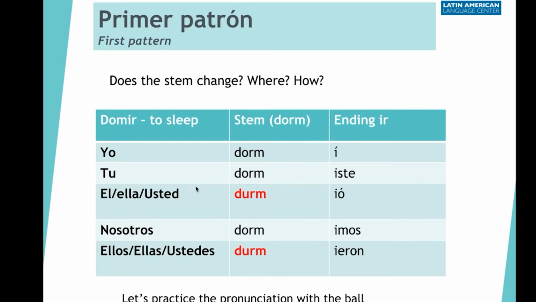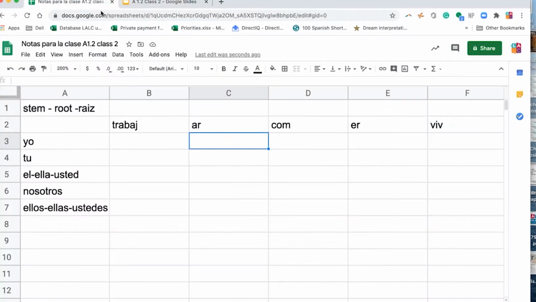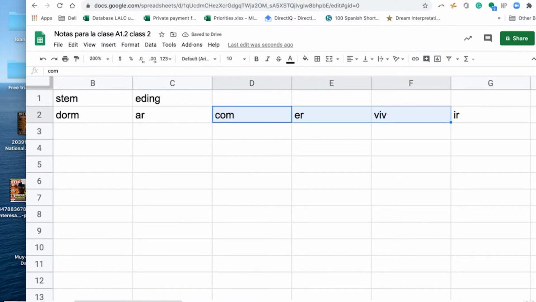And what does it change? Él, very good, or ella, right? Él, ella, or ellos, o ustedes. So the third person, right? And how does it change? It changes O to U. Very good. What I always like to do is to show you in the notes how we do it. So in this case, dorm will be the stem. And the ending would be, if you drop the AR, you form the conjugation, right? We'll move on to these ones later.